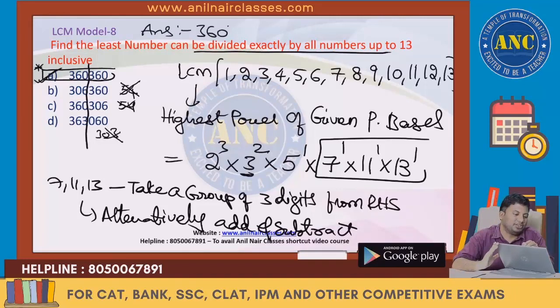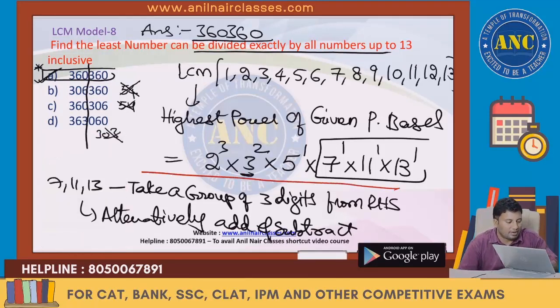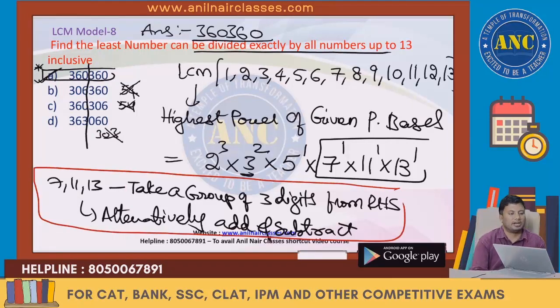I hope you are enjoying this wonderful way of solving the question without even finding the LCM. The LCM takes the highest power of the given prime bases. So, what is the divisibility rule of 7, 11, 13? Take a group of 3 digits from the right hand side, alternately add and subtract.